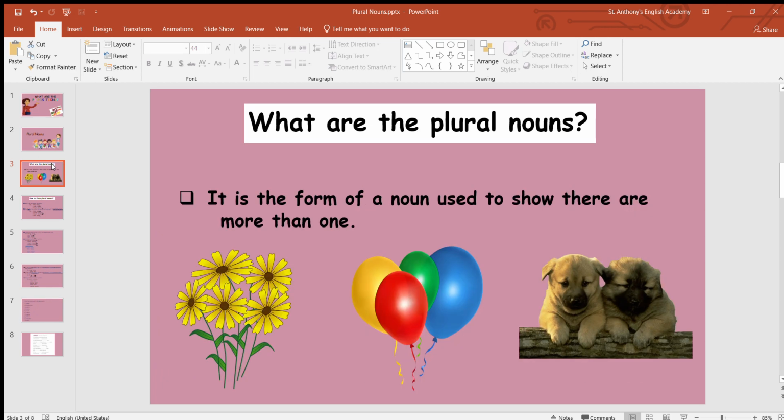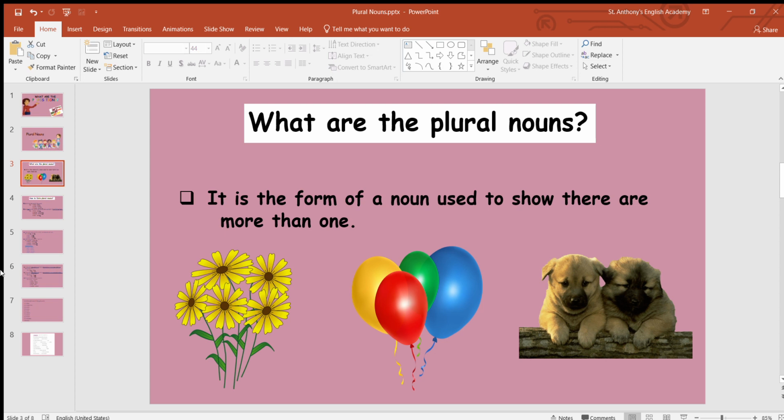What are plural nouns? Now kids, if somebody asks you, what are plural nouns, what would be your answer? It's very easy. Plural nouns are the form of a noun that we use to show there is more than one. If there is only one book, we call it a singular noun because there is only one thing. But if there are more than one book, like 2 books or 3 books or 4 books, we call them plurals.